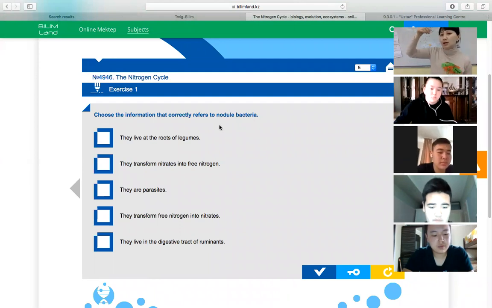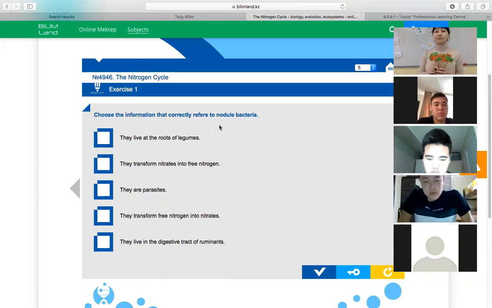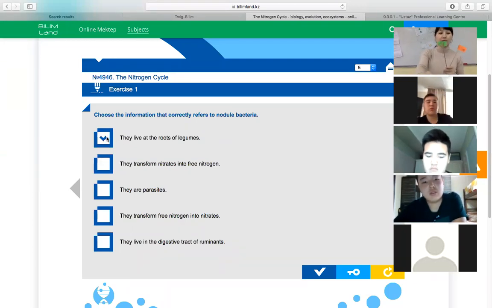They live at the roots of legumes. Yes, legumes. True or false? What do you think? Give me answer. True. Yes, you are right.